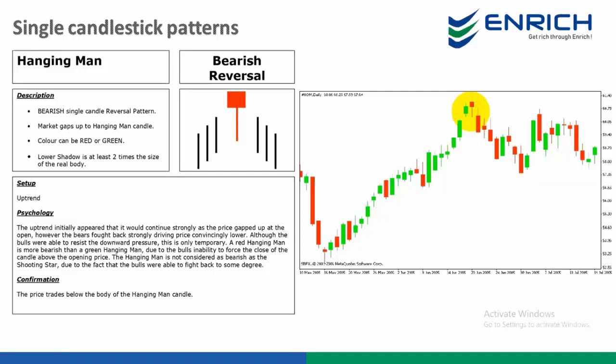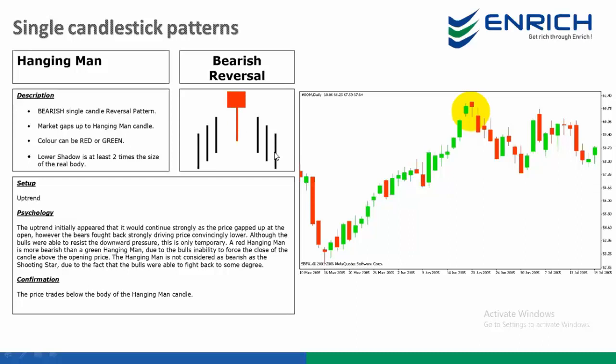Okay, so hanging man is basically a negative indication. With the name, you can identify when it's negative, the trend is going down. It's a bearish reversal pattern. Now the body can either be green or red. The shadow of this candle appears again 2 times the size of the body, right?